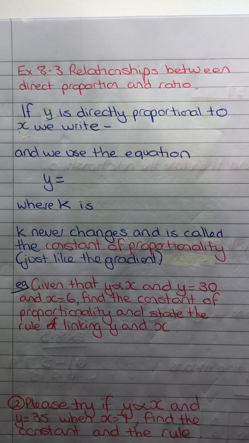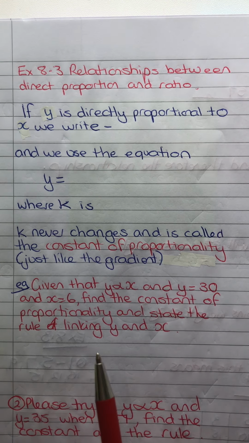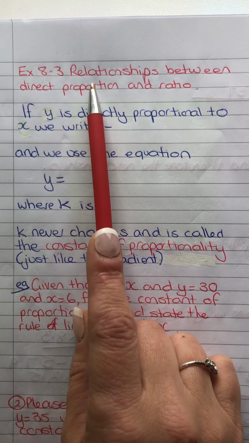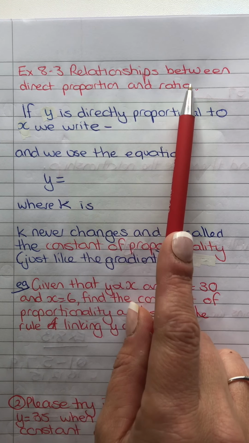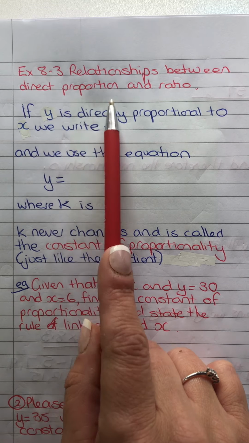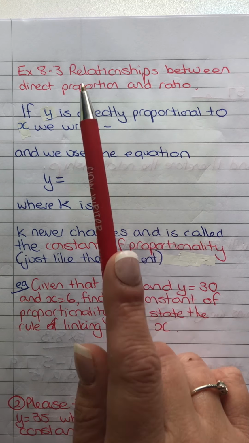All right, second lesson here. We're up to 8.3, relationships between direct proportion and ratio. Today I won't get you to do every example, but I do want you to write a couple today. So if you could write as I talk. So the heading is relationships between direct proportion and ratio.